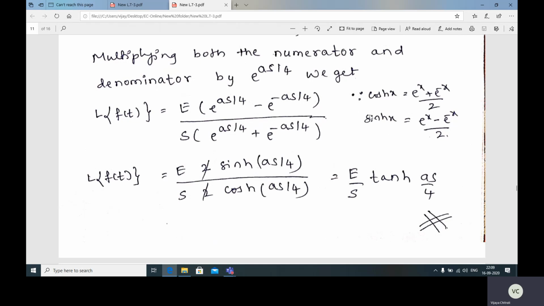And see the numerator. Sine hyperbolic x is equal to e raised to x minus e raised to minus x divided by 2. Take this 2 from RHS to LHS. So 2 sine hyperbolic x is e raised to x minus e raised to minus x. In place of x we have as by 4, so this is nothing but 2 sine hyperbolic as by 4. So 2 cancels. Sine by cos is tan. So E by s is as it is: E divided by s tan hyperbolic as by 4.